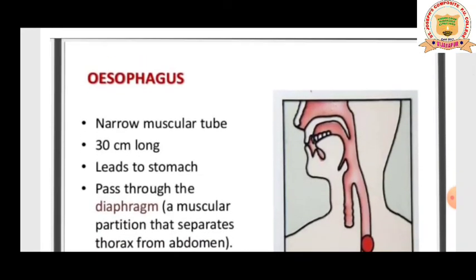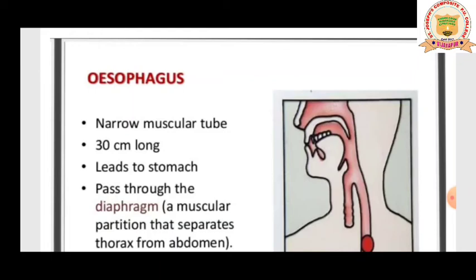Now coming to the next part of your alimentary canal, the esophagus. So we started with the mouth. Mouth leads to the buccal cavity. It has teeth and a muscular tongue. Then the buccal cavity leads to the pharynx. Now the pharynx leads to the esophagus. Please try to remember the names in sequential order from the beginning till the end. Don't mix up the parts.